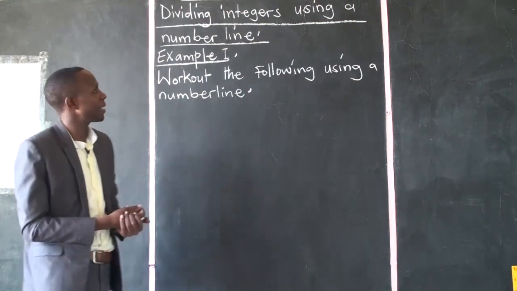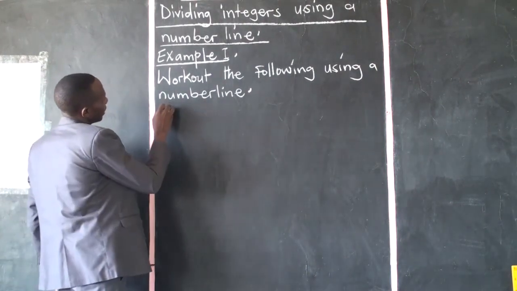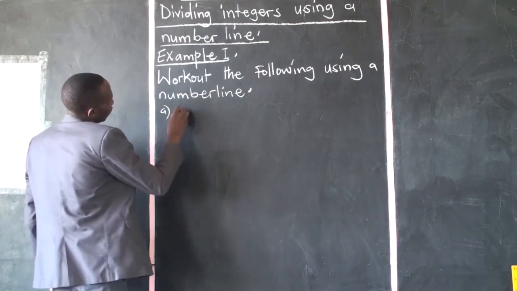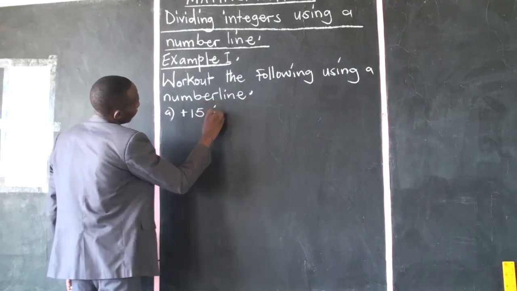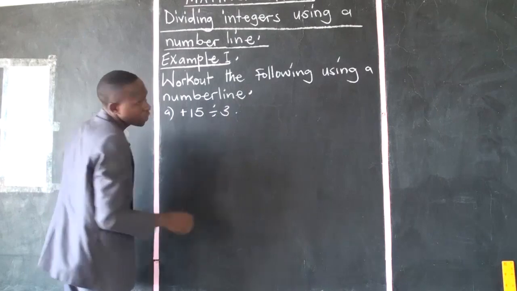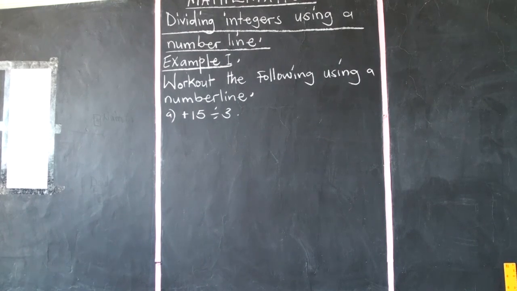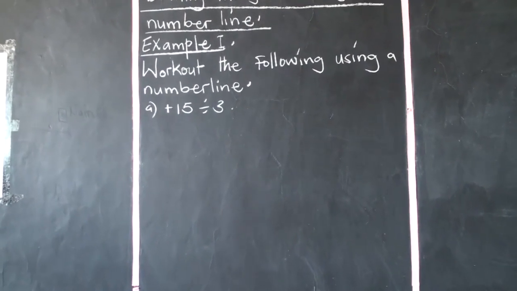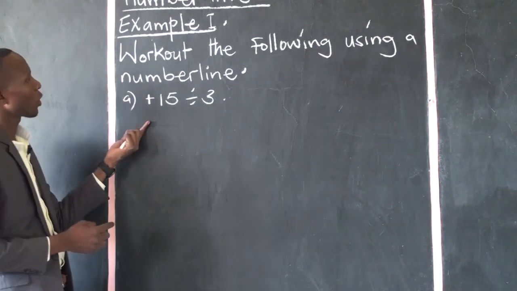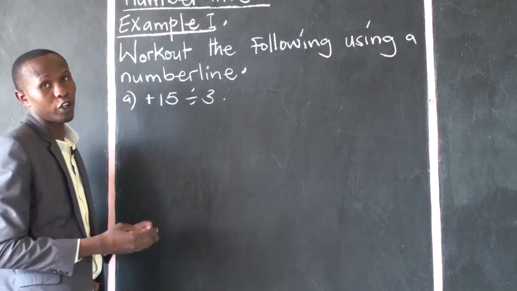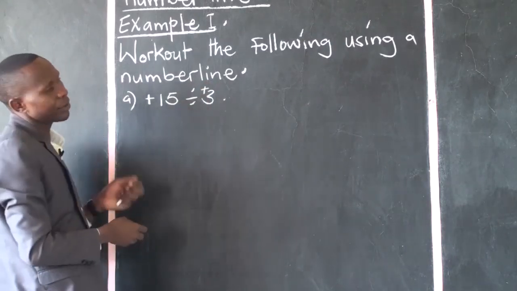We simply said, integers are numbers containing negative and positive signs. But this time around, I want us to see how we can divide our integers. For example, the first question says, work out the following using a number line. The first one, we have positive 15 divided by 3. What shall we come out with? That is what we are looking at mostly. And remember, I said that any number without a positive or negative sign is positive. So if I say divide by 3, it's the same as saying divide by positive 3.